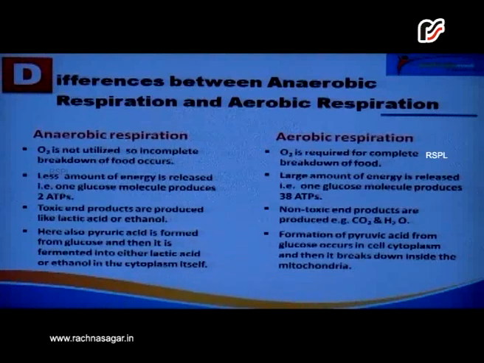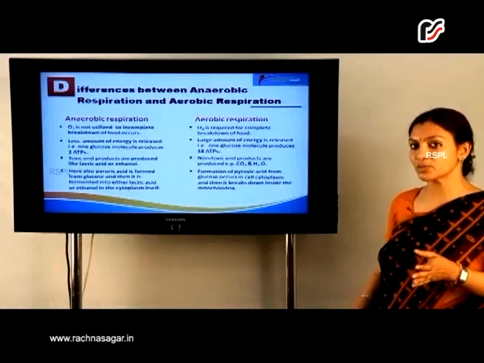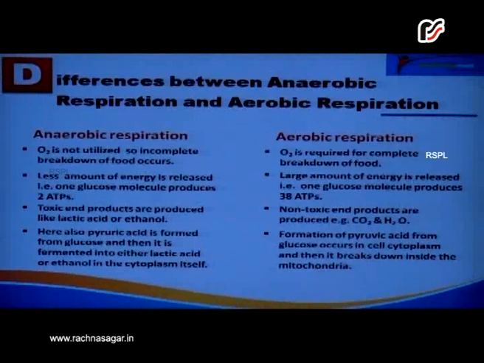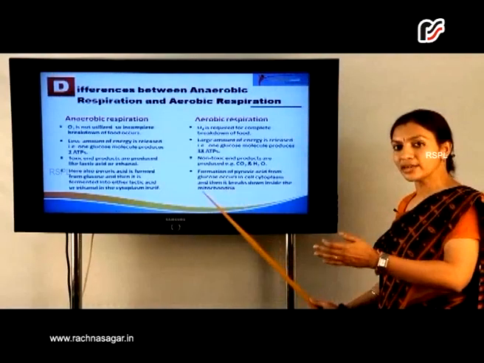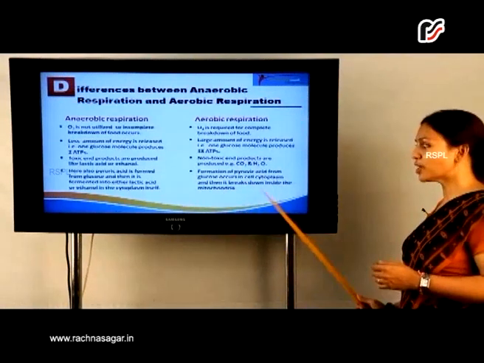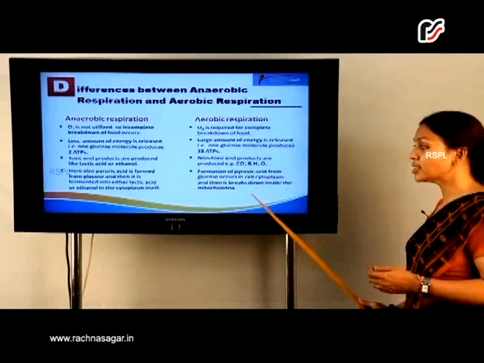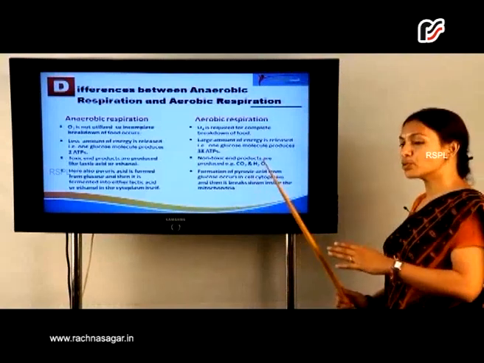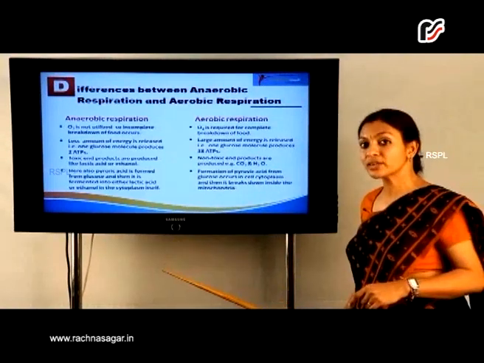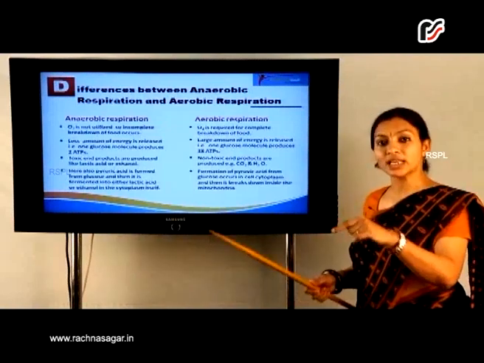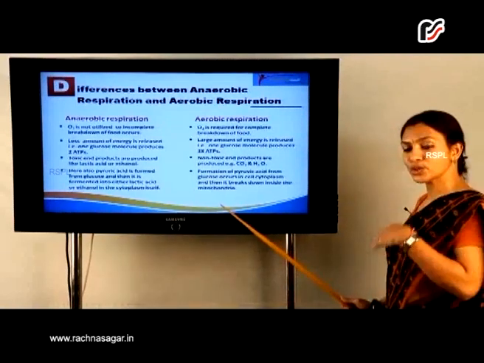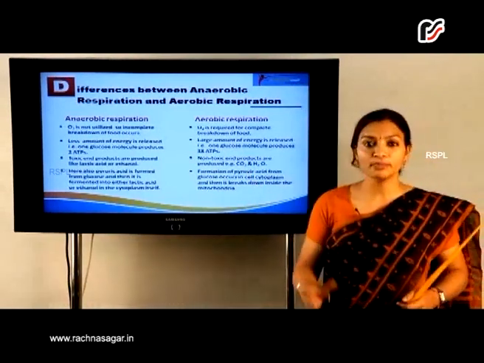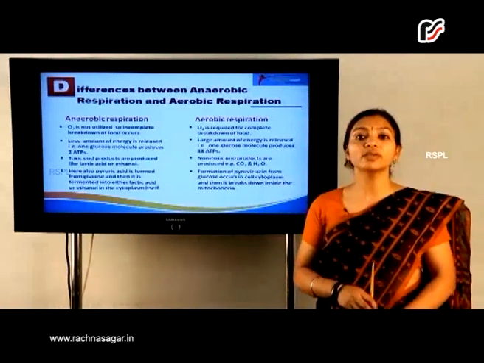The whole of the process occurs in the cytoplasm itself. So anaerobic respiration occurs in the cytoplasm. Aerobic respiration, after formation of pyruvic acid, the first step is similar. Glucose forms pyruvic acid. Then after, this pyruvic acid enters into the cell mitochondria. There it is broken down completely. Hence, aerobic respiration takes place in the cell cytoplasm and then in the mitochondria it completes. So this way we can differentiate very well between aerobic and anaerobic respiration.